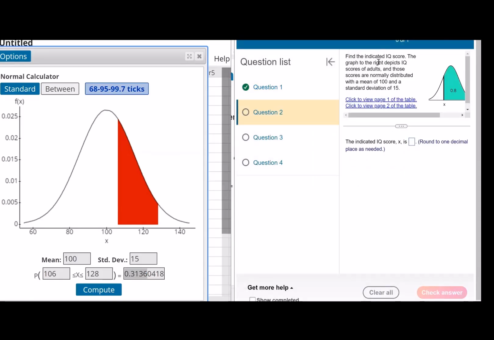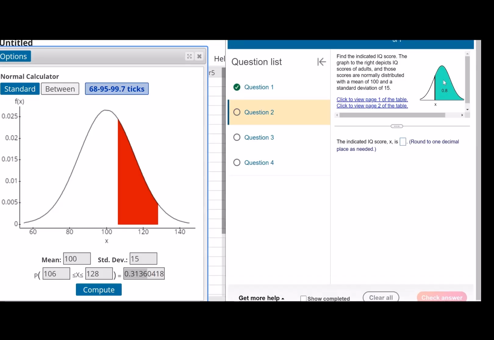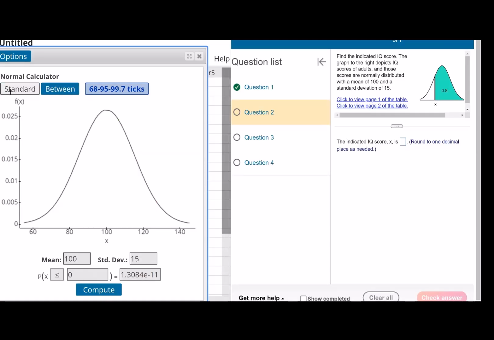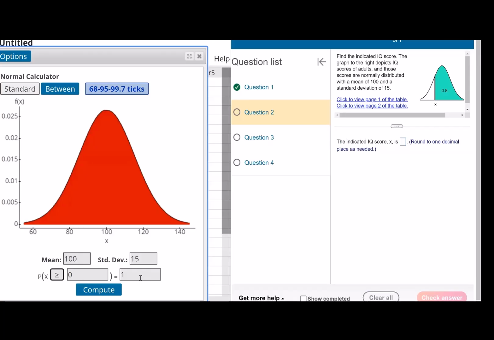Find the indicated IQ score. The graph to the right depicts IQ scores of adults, and those scores are normally distributed. We have the same mean and standard deviation, and we want to find X. We know that our probability, which is the same as the area under this curve, is 0.8. X is going to be greater than some value, and our probability is 0.8.